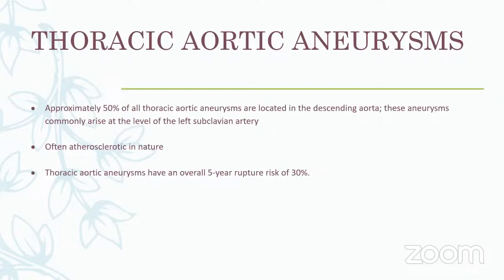Approximately 50% of all thoracic aortic aneurysms are located in the descending aorta, and these aneurysms commonly arise at the level of the left subclavian artery. They are often atherosclerotic in nature, and the descending thoracic aortic aneurysm has an overall 5-year rupture risk of 30%.